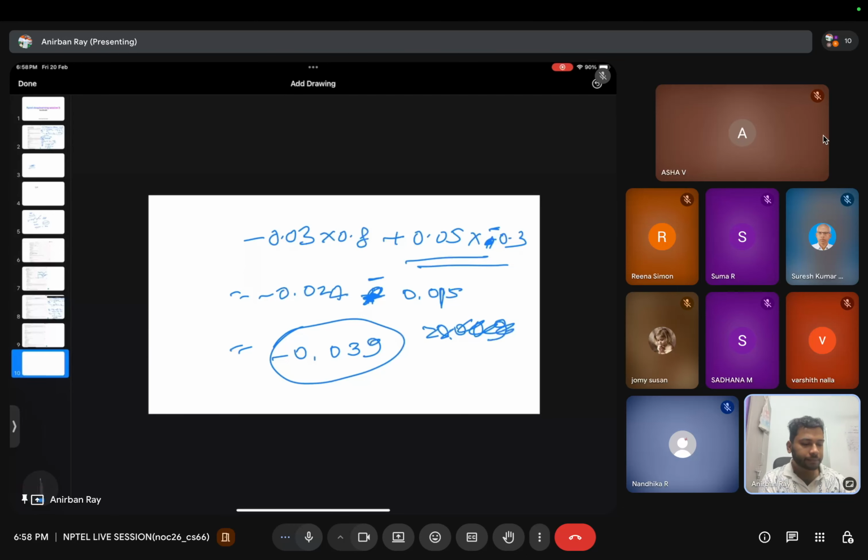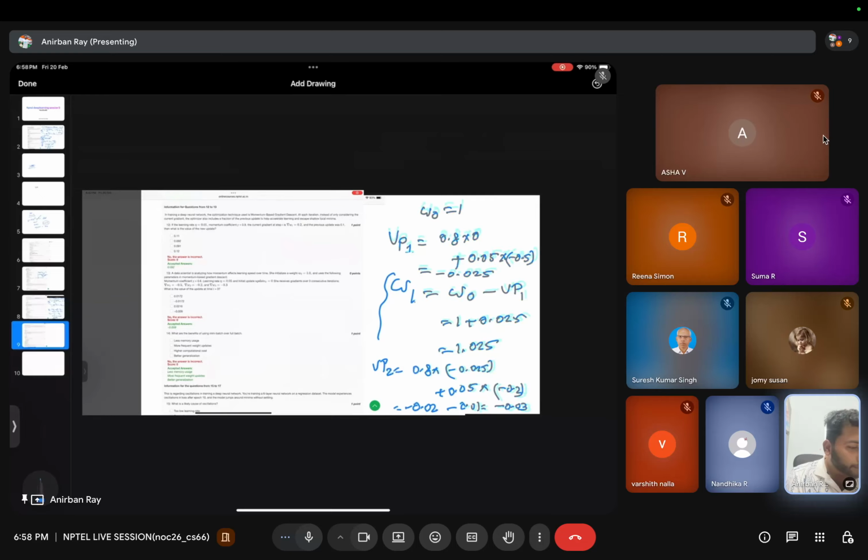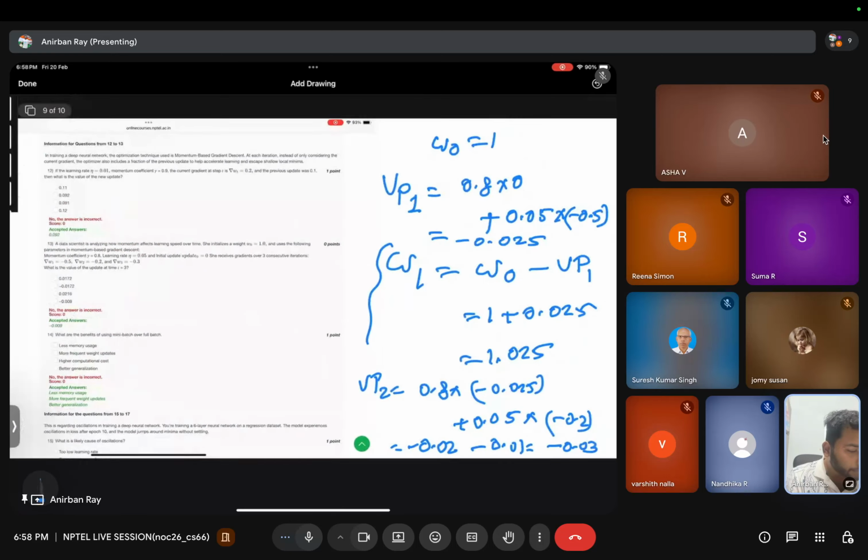Any issue? No issues. So let's see the next question. What are the benefits of using mini batch over full batch? If you use mini batch, then less memory usage. That is correct. More frequent weight updates. Okay, that is also correct. Higher computational cost. That is not actually correct. Better generalization.